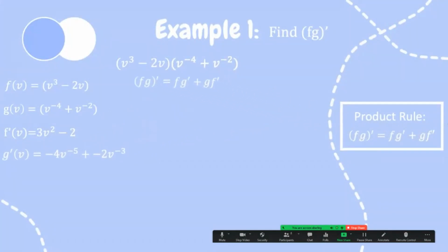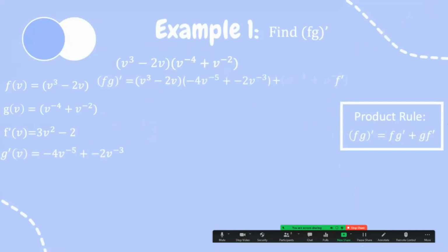Okay, now we can substitute all of those values into their function. So the derivative of f times g is (v^3 - 2v) times (-4v^(-5) + -2v^(-3) + v^(-4)) plus (v^(-4) + v^(-2)) times (3v^2 - 2).